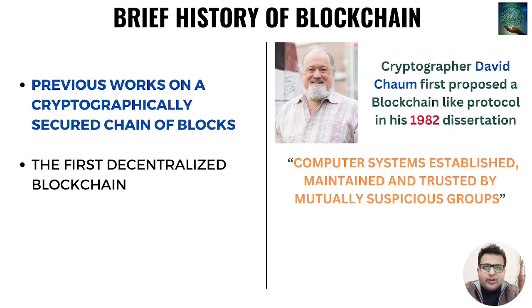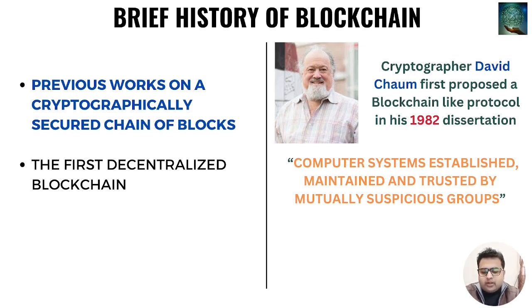Okay, now let's look into the brief history of blockchain. So exactly how blockchain evolved, where it got started, the history of blockchain. Previous works on a cryptographically secured chain of blocks. So what is a blockchain? Blockchain is a cryptographically secured chain of blocks. Let's look into the previous work.